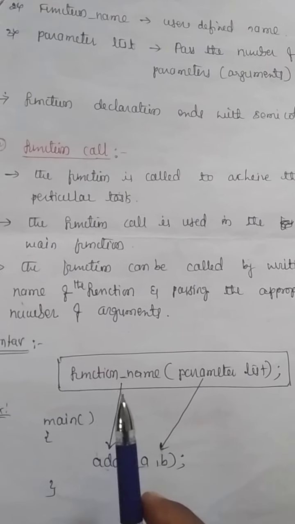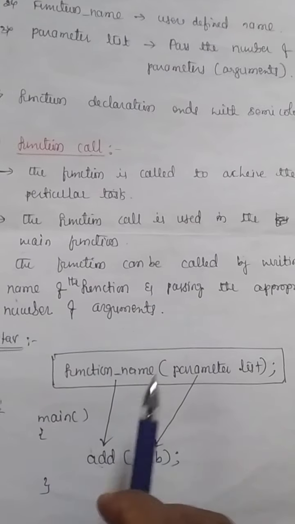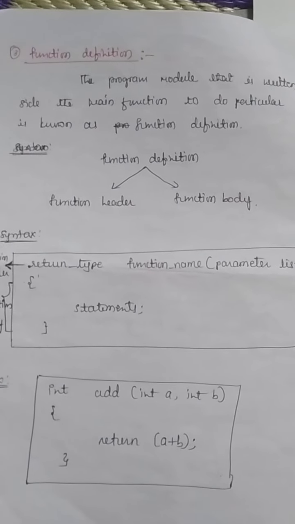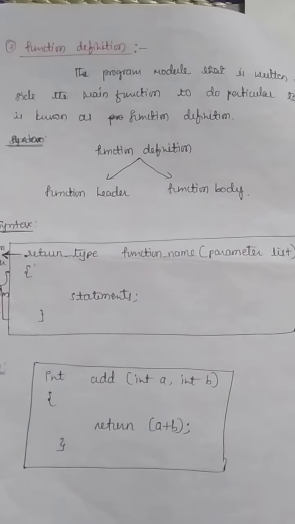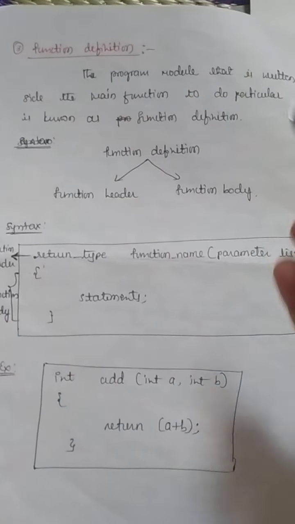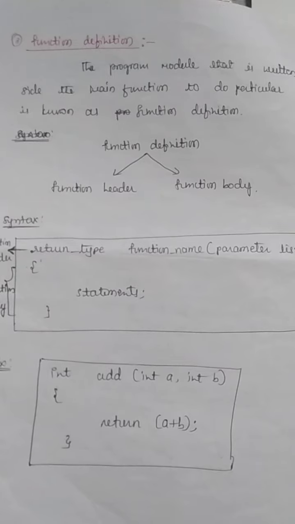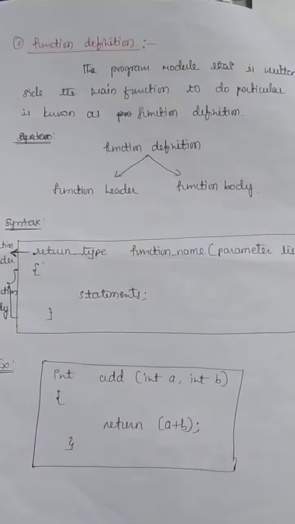The main thing you have to remember is that this function call is made within the main function. Then we have the function definition. The function definition is divided into two parts: function header and function body. We define our function after the main function.